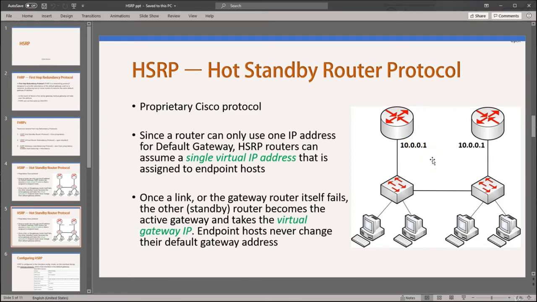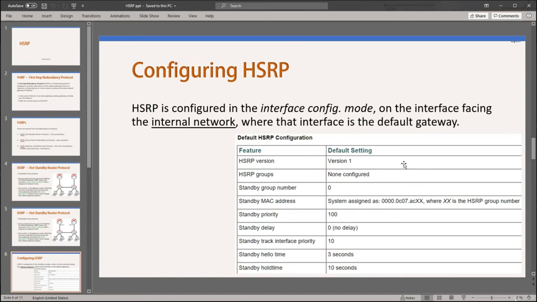Now, the roles I mentioned are active and standby. The router with the highest priority will be active, and the one with lower priority will be standby. Let's talk about configuring HSRP, and things will clear up significantly.